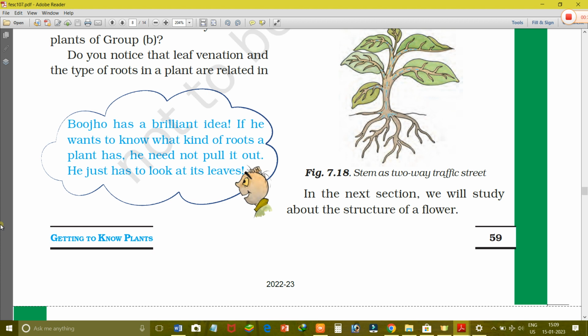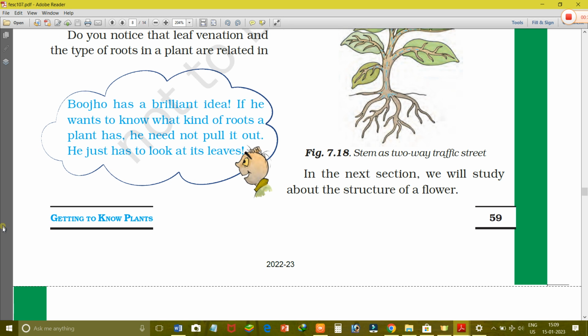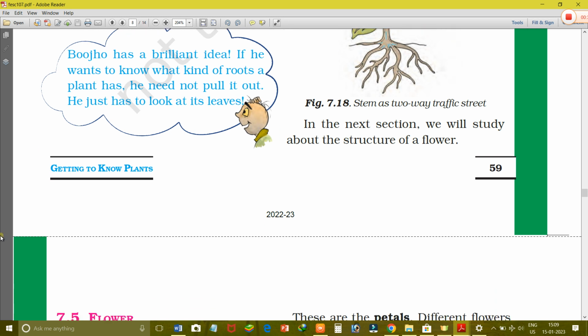In the next section, we will study the structure of a flower. Bhuji has a brilliant idea. If he wanted to know what kind of root a plant has, he need not pull it out. He just has to look at its leaves.